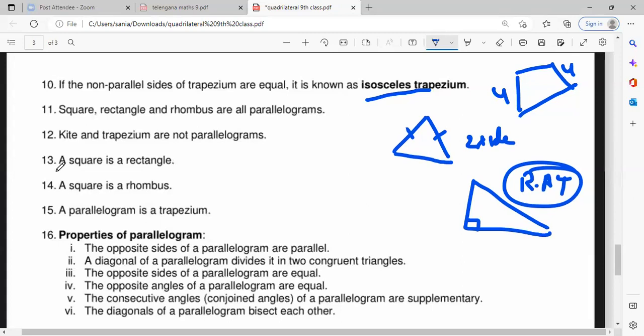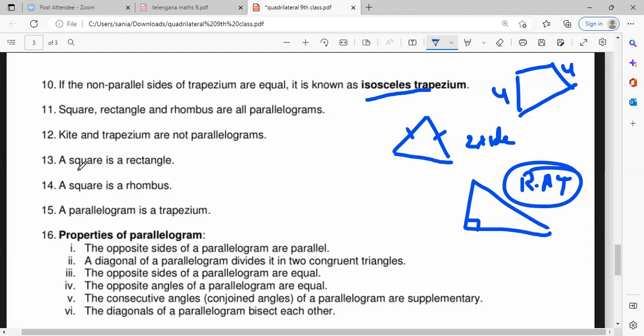And remember one thing, a square is a rectangle, right? A square is also a rhombus. A parallelogram is a trapezium. These are the statements which you have to learn. Right? There is nothing logical behind that.